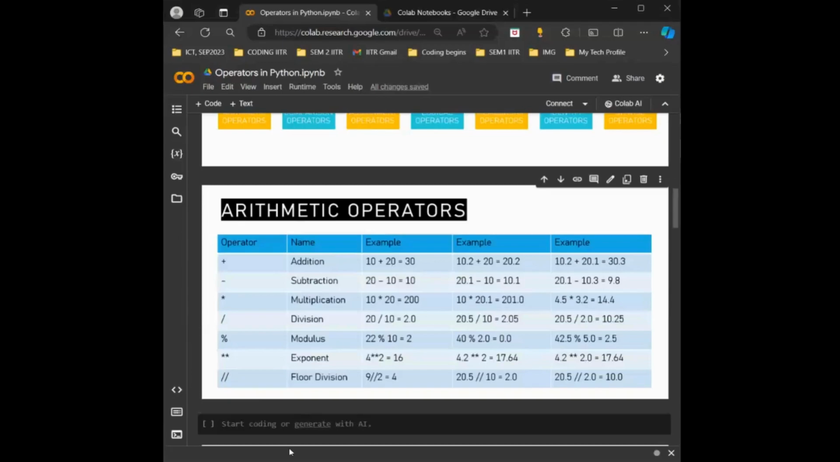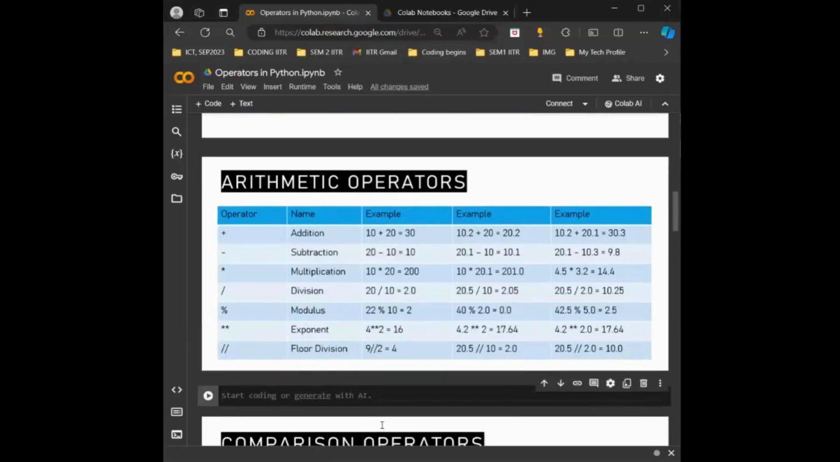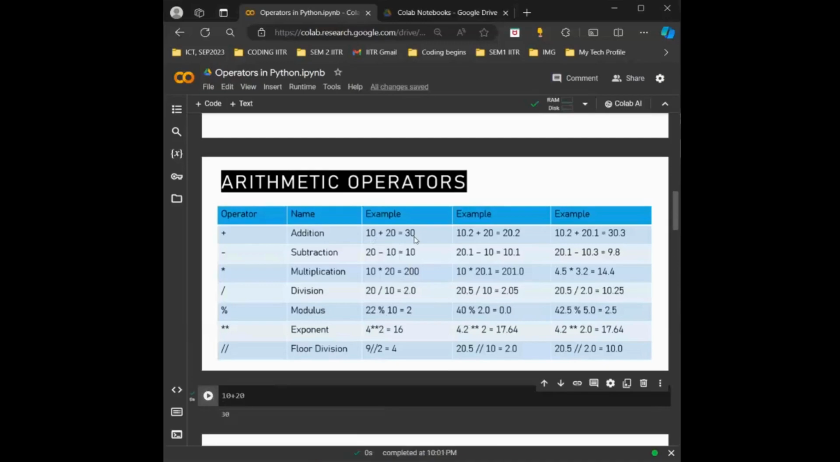So let us see what happens when we add two integer numbers. Just put your focus here. My first number is 10 and second number is 20. What will happen if I add them? Let me press the play button to see the result. 10 plus 20, both are integer numbers. So I say when two integer numbers are added, the result is also an integer. That is 30. Like this, you can see the result is 30.